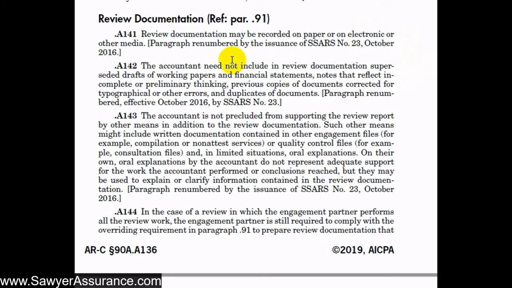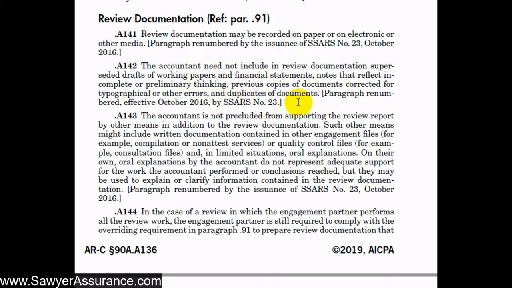We also need not include in our review documentation superseded drafts of work papers and financial statements, or notes that reflect incomplete or preliminary thinking, or previous copies of documents corrected for typographical or other errors, and duplicates of documents. So we should only include our final documents and our documents that are complete. So we don't necessarily need to include our notes from a meeting or something like that.